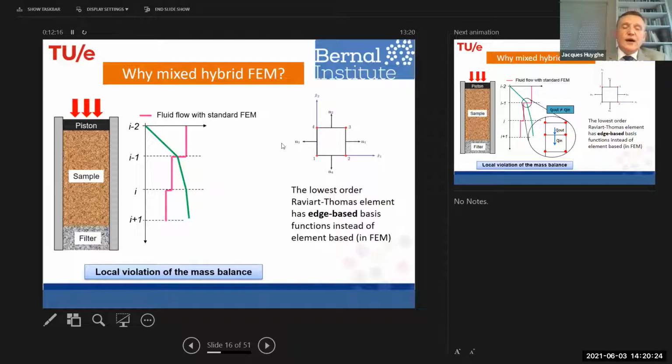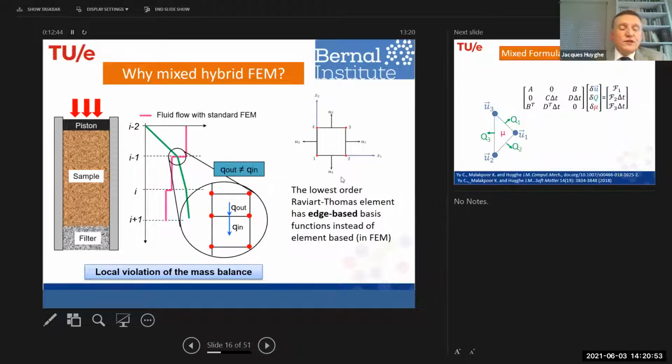And that you see on the right-hand side here. You see a quadrilateral element with 4 nodes, 4 displacements, and across each edge we have the flow as a degree of freedom, the flux through each of these edges, and this will allow us to force one flow from one element to be equal exactly to the flow on the next element. And the consequence is that this discontinuity across the boundary of elements will not be there anymore.